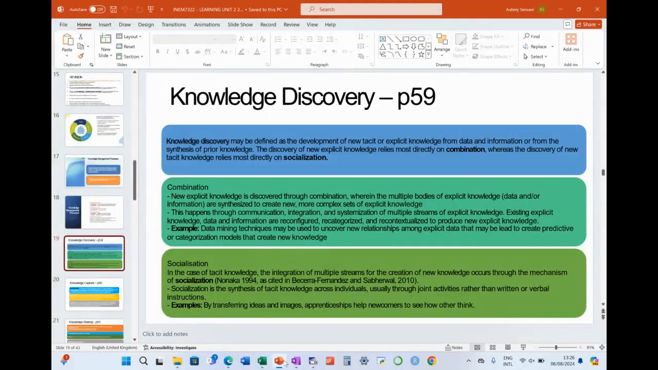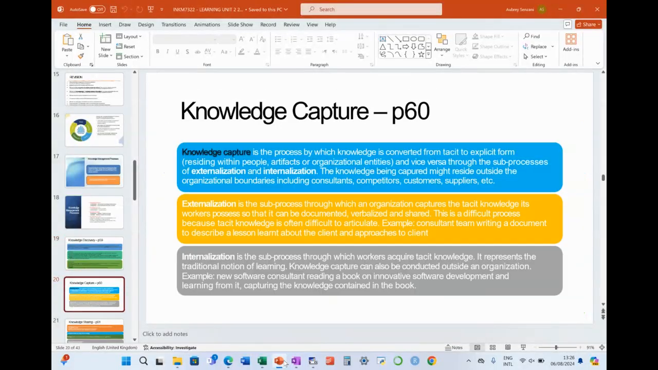Here it says, in the case of tacit knowledge, the integration of multiple streams for creation of new knowledge occurs through the mechanism of socialization. Socialization is the synthesis of tacit knowledge across individuals. We have to socialize, usually through joint activities rather than written or verbal instructions. We have been going on and on about this, so I'm sure you get the point.